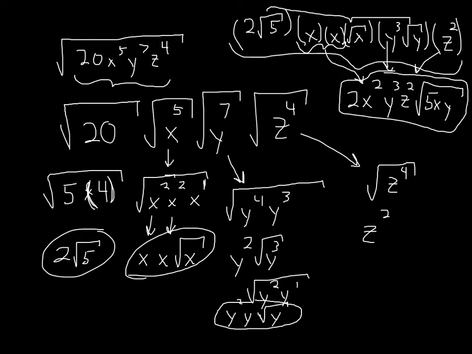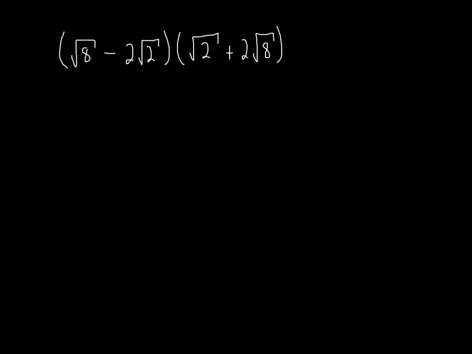So what I did there is I just broke it down piece by piece and simplified as much as possible. Okay, this one's not going to be bad at all. This one is going to involve something that we've already done. It's the FOIL method. First, outside, inside, last.